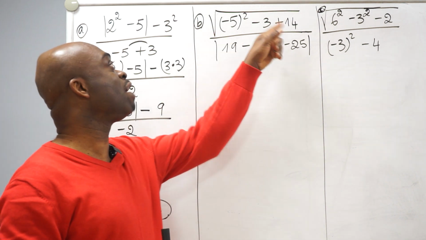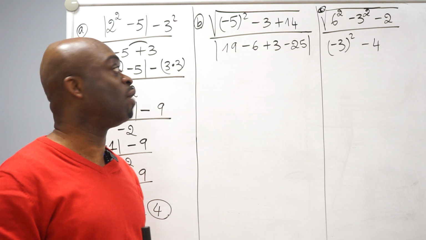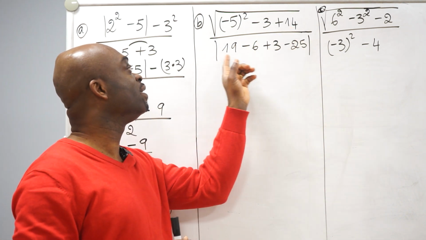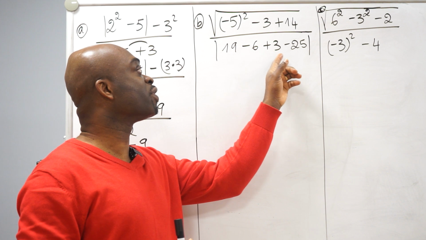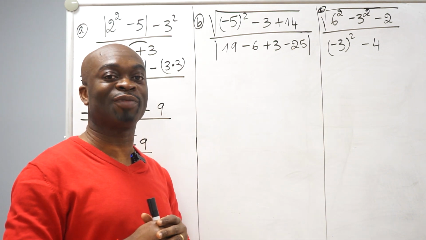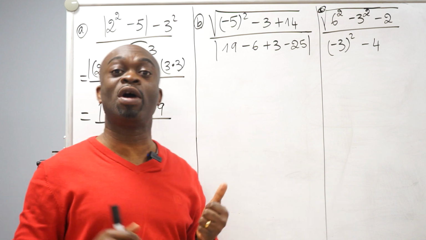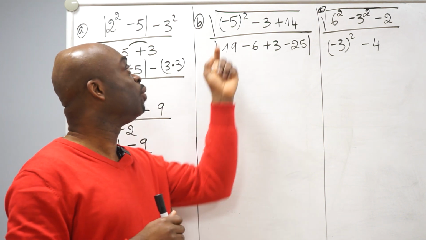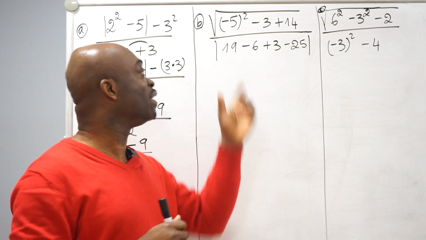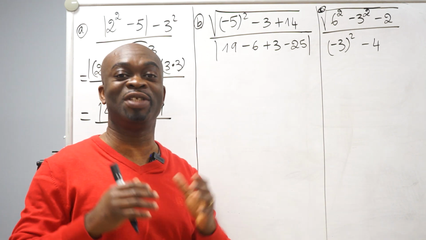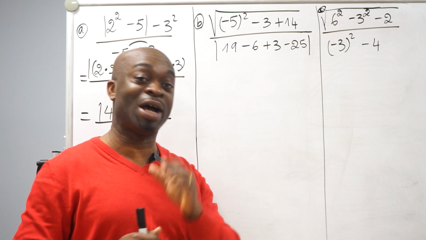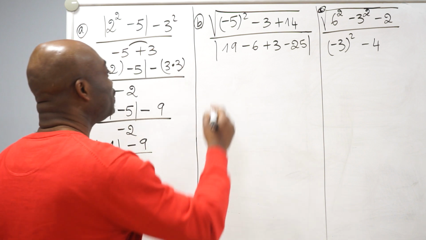Okay? So you have square root of negative 5 to the second power minus 3 plus 14 divided by 19 minus 6 plus 3 minus 25 in absolute value. Okay, so here we have square root to deal with, so the radical. We also have the power to deal with. We have sign numbers to deal with. We have absolute values to deal with. So how very important this problem is, okay, as you guys can see. So let's go for it.